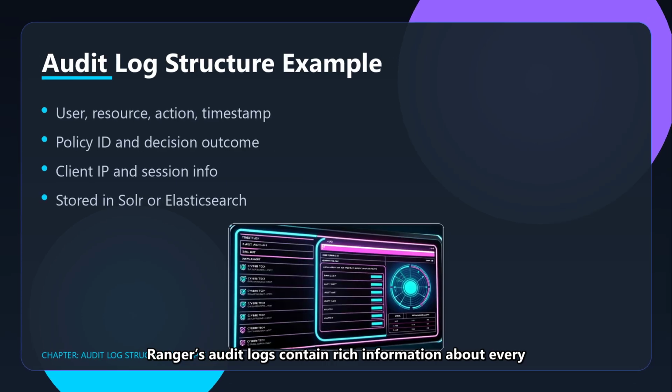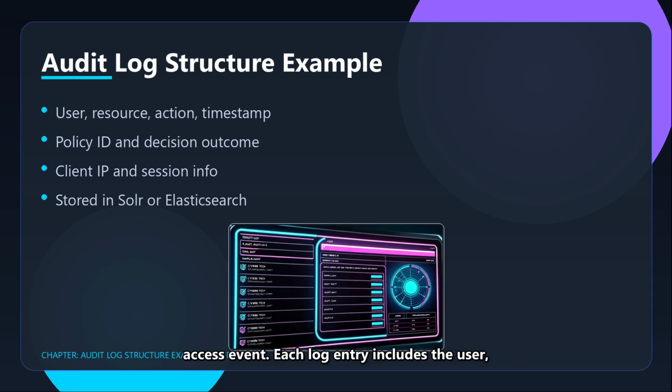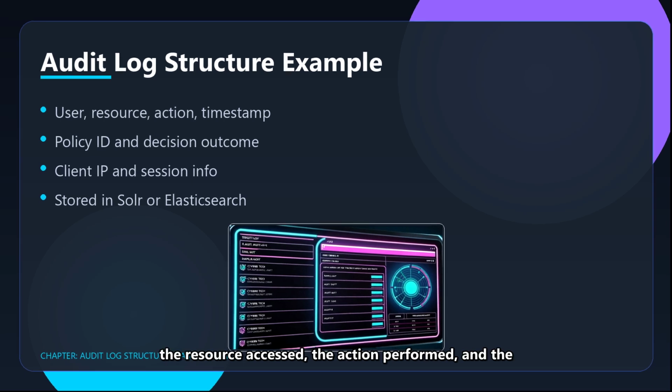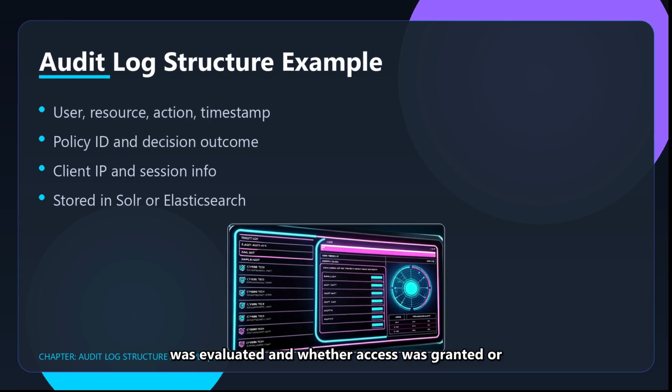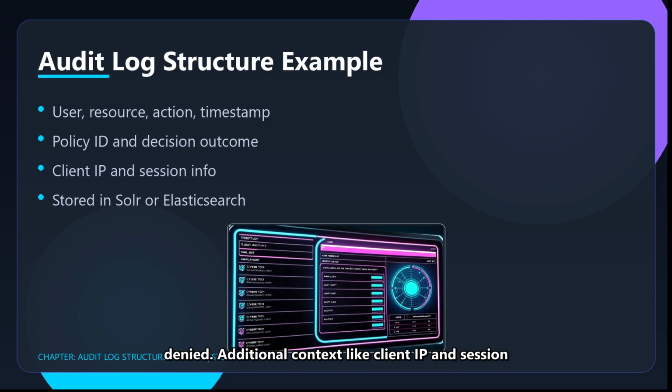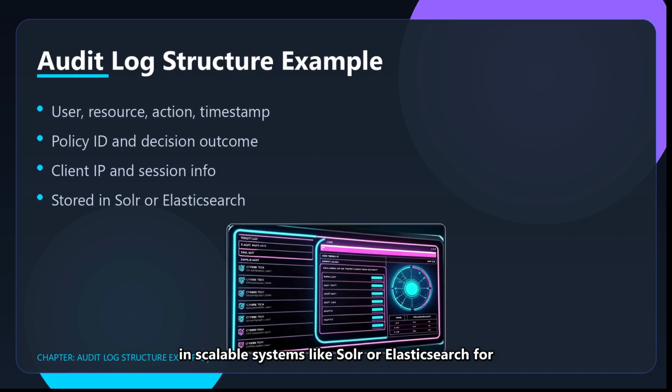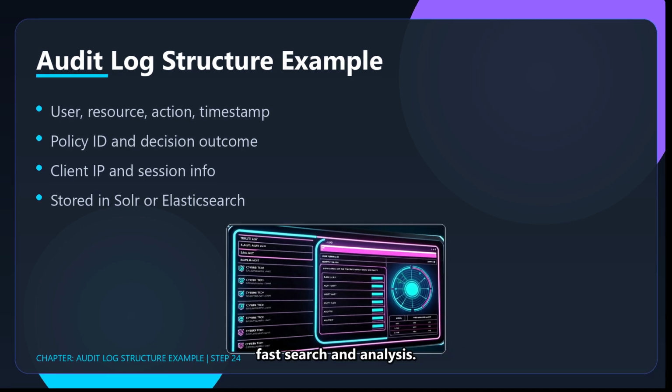Ranger's audit logs contain rich information about every access event. Each log entry includes the user, the resource accessed, the action performed, and the timestamp. It also records the policy ID that was evaluated and whether access was granted or denied. Additional context like client IP and session info is also captured.